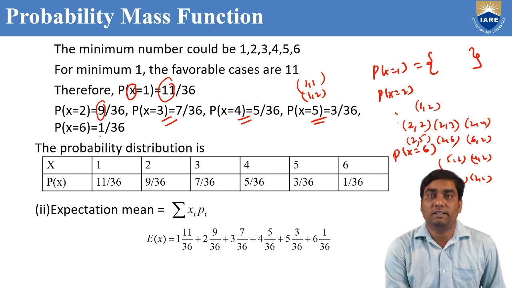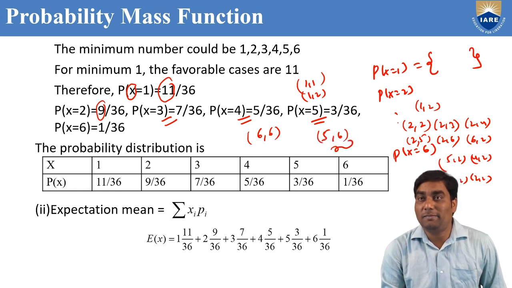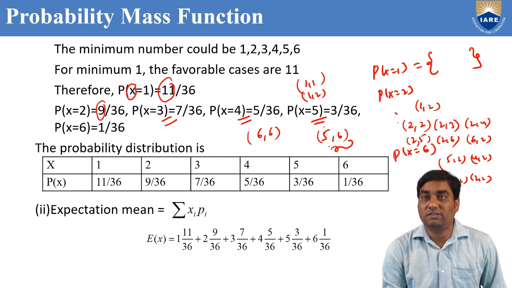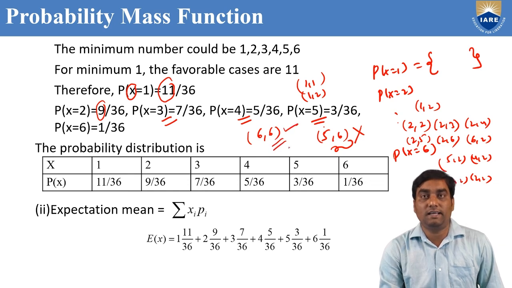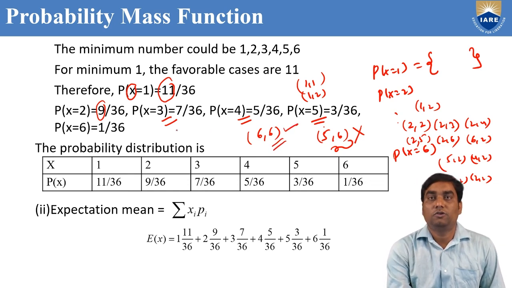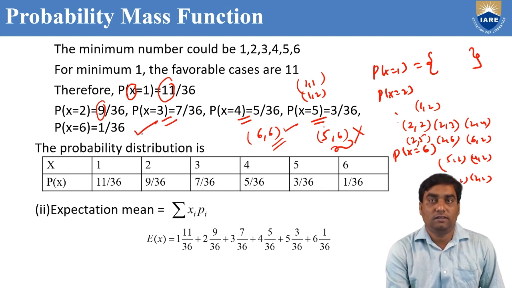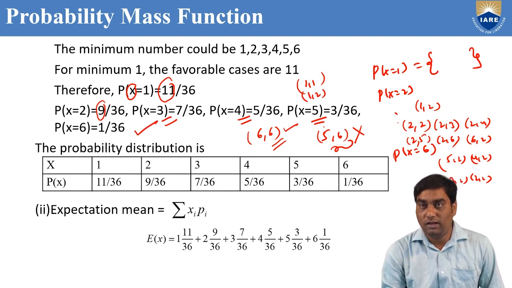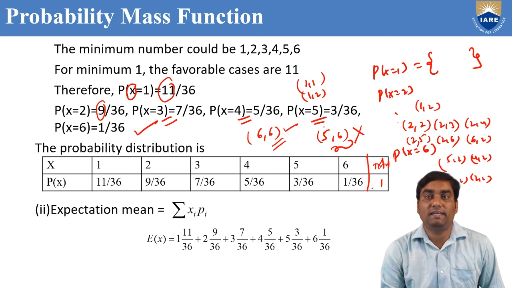P of x equal to 6. The minimum number should be 6, in which case only in the 6 comma 6 case. Suppose if I take the 5 comma 6 event, here the minimum is 5, not 6. That's why we are not going to consider this event in P of x equal to 6. We are going to consider only the 6 comma 6 case. So P of x equal to 6 is 1 by 36. Then you draw the probability distribution table and add them; the total should be 1. 11 plus 9 plus 7 plus 5 plus 3 plus 1, 36 by 36 is 1.